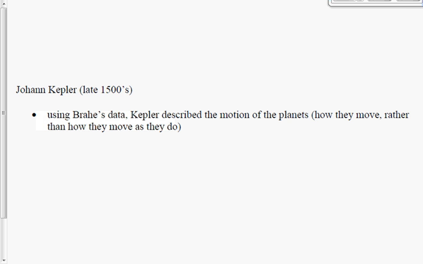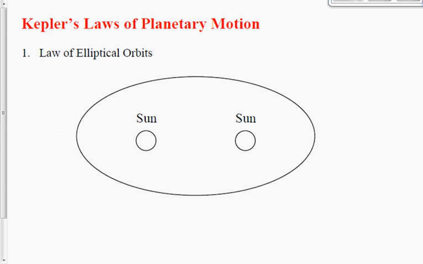Johann Kepler came up with 3 laws that describe the motion of the planets. Not why they do what they do, but rather how they do what they do. Now, those 3 laws consisted of the following. 1, the law of the elliptical orbits. This one says that the sun is in a certain place. Here's the sun. The Earth will travel around the sun in an elliptical path such that the sun is at one of the focal points of the ellipse.